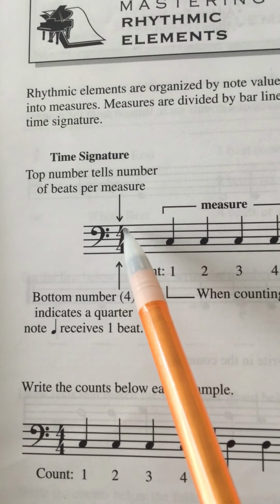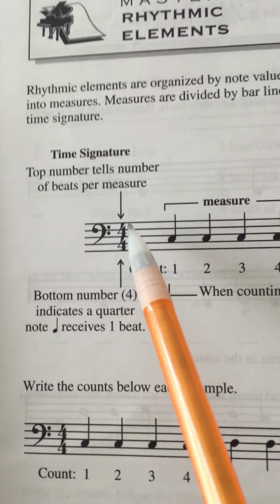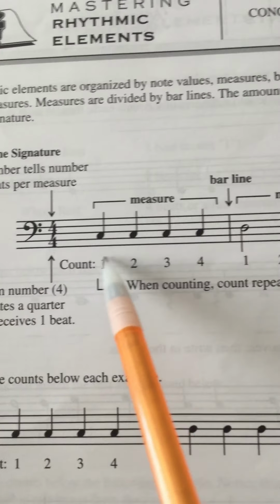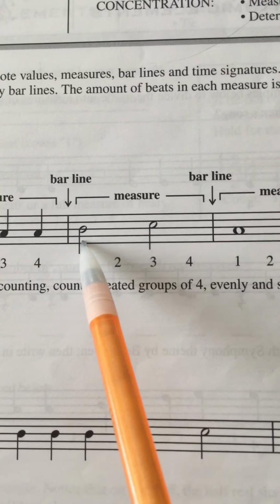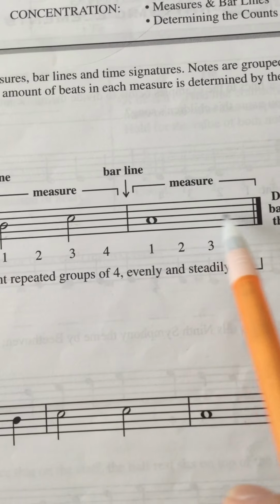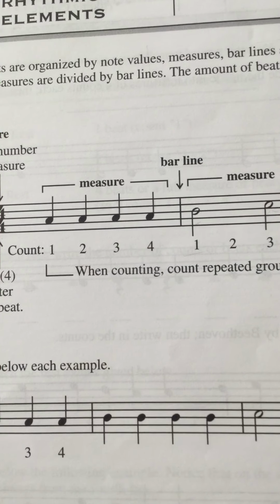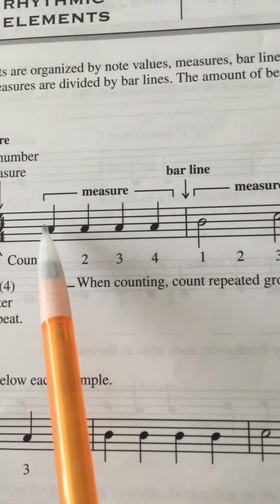So when you read this, just remember it's like reading a fraction. So it's 4 quarters. So every measure should have 4 quarter notes in it. So just like we see here, there's 4 of them, or something that adds up to 4. So it's 1, 2, 3, 4, and 1, 2, 3, 4. So what they're having you do is write in these counting numbers for each measure. So every measure, as you can see, starts with 1.